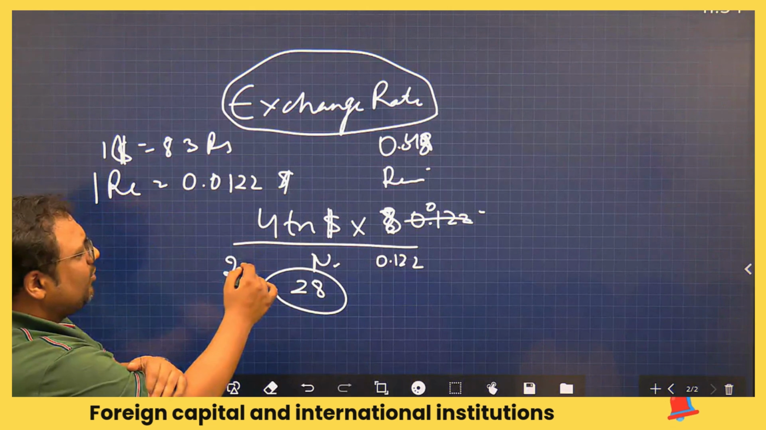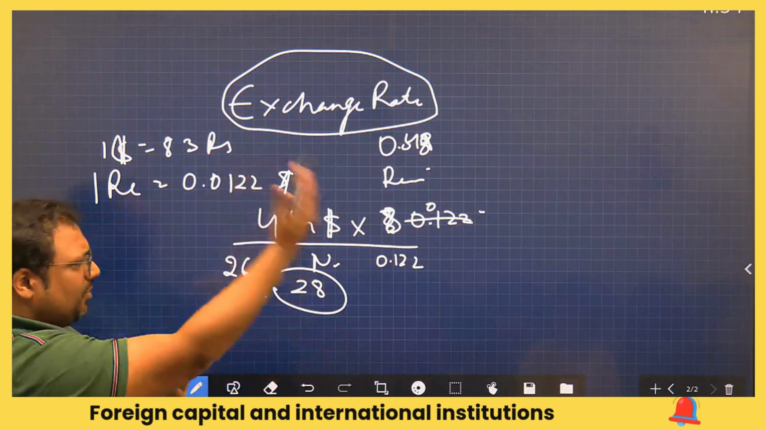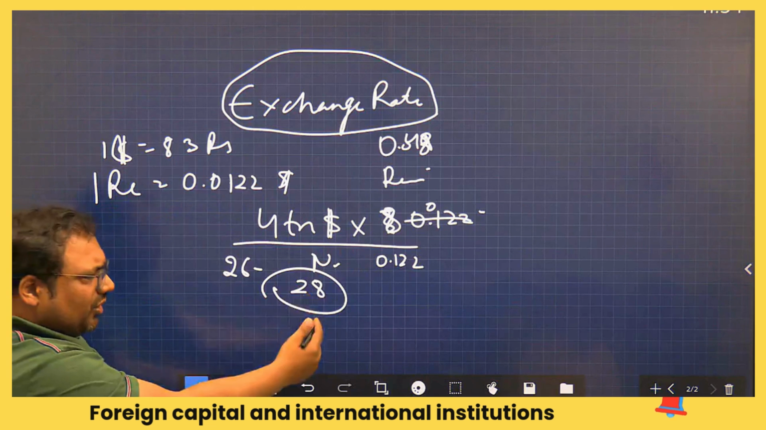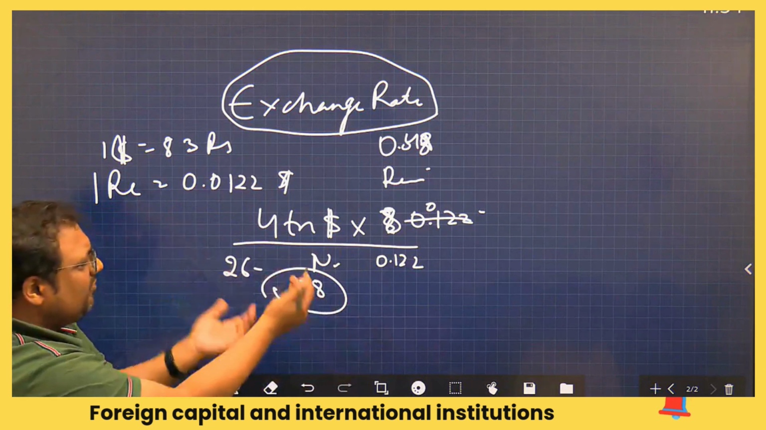Some people calculate even 26, so 27, 28. Some people even calculate up to 25, but not less than 25. Generally, not more than 28, 29. इन दोनों के बीच का, if we take average, it will be 27.